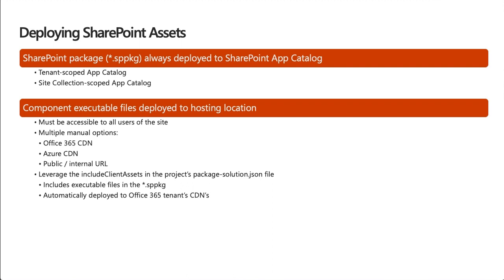There's a flag that we can add to the package-solution.json file called include client assets. And what that does is, if you're deploying your solution to SharePoint Online and you've enabled an Office 365 CDN, then it will include those files that are going to be executables for your components, like the manifest files, the JavaScript bundles, etc. It will include those in the SharePoint package so that when you install the SharePoint package, it'll automatically put those files into the associated Office 365 CDN for the current site collection where you're installing the app.